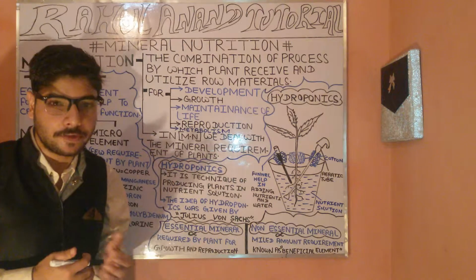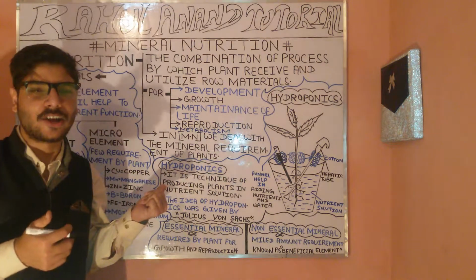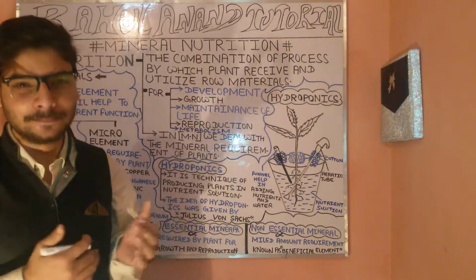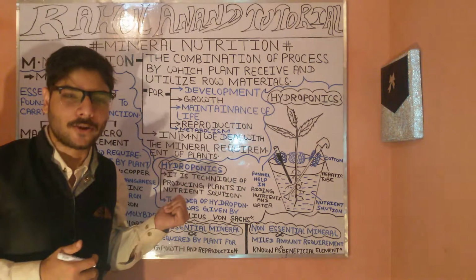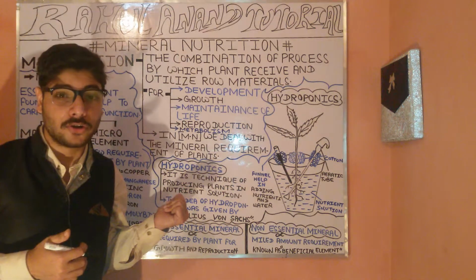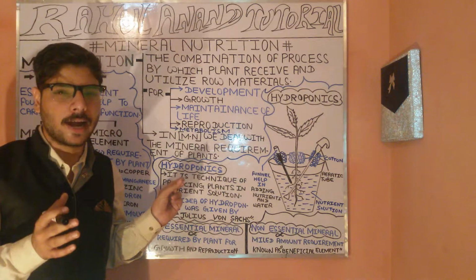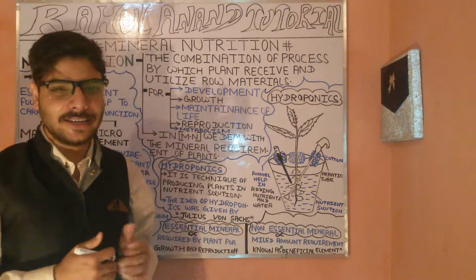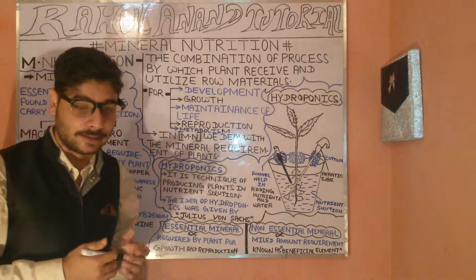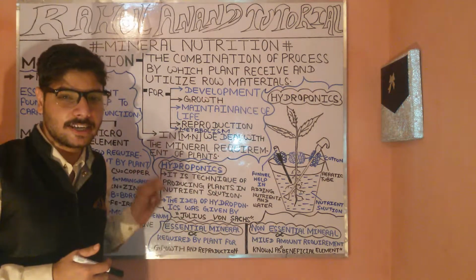Now when we shift down to another case, the micronutrients, by the name it is very clear what it means. It will be required by the plant, but in what ratio? In a smaller ratio. So in these, you will have certain types of elements.